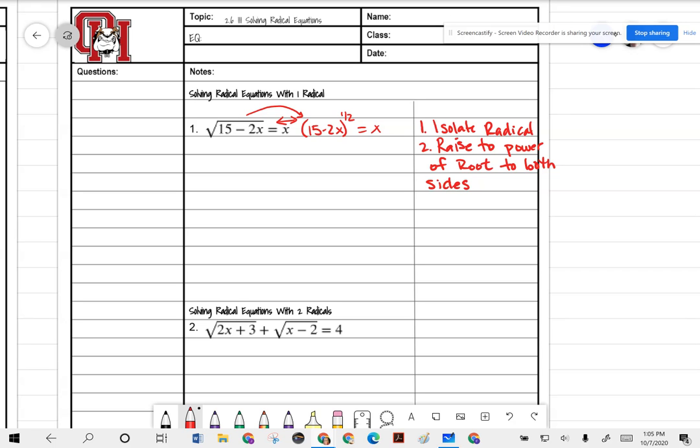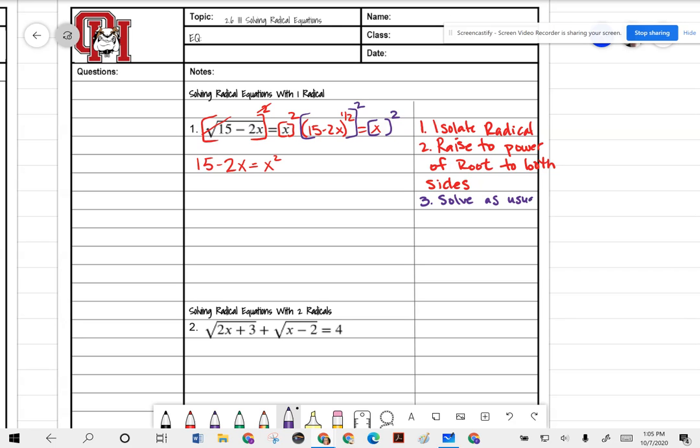So if I were to raise it to that power, I would essentially cancel it out. If I'm raising this to a power of 2, then the square and the square root cancel out, and I'm left with 15 minus 2x is equal to x squared. Same idea as if I were to take this and raise it to the reciprocal power, and we would get the same thing. So that's where that comes from. Now we know that it is quadratic, so now you just go through and solve as usual.